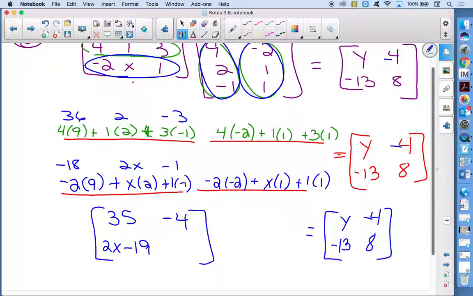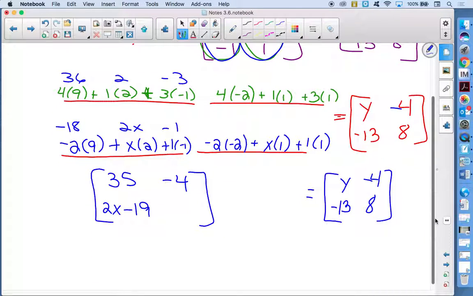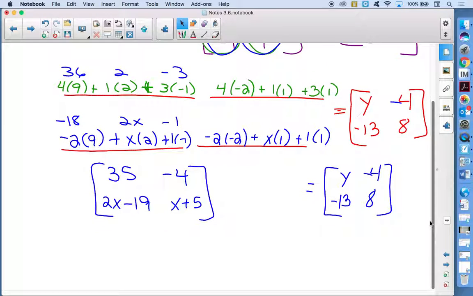They're different terms, a variable and a number, so they can't be combined. And then 4 plus x plus 1. So 5 plus 6. Perfect, or x plus 5. Nice job, Isabella. Any questions with that? So we've done the multiplication part. We now have one matrix equal to one matrix with the same dimensions. The last thing we have to do is solve for the x and the y.